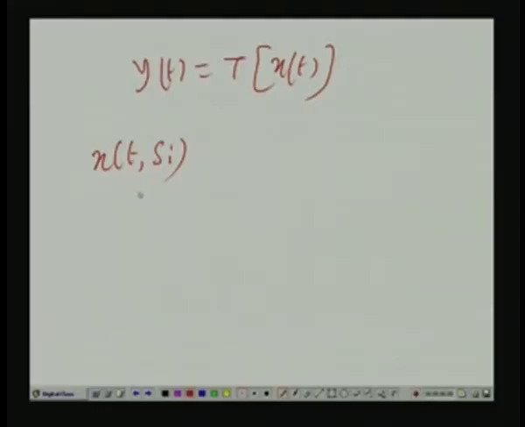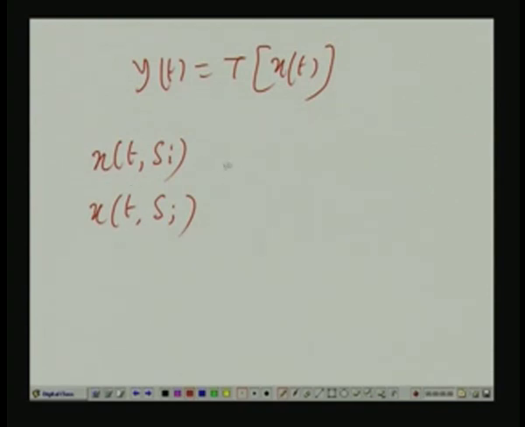Now, if it so happens that given this waveform x(t, s_i), when T works on it, the system works only on this as a function of time and does not take s_i as a parameter, then we say it is a deterministic system. That is, suppose s_i and s_j are two different outcomes, but the waveforms are the same. It so happens the two waveforms are the same.